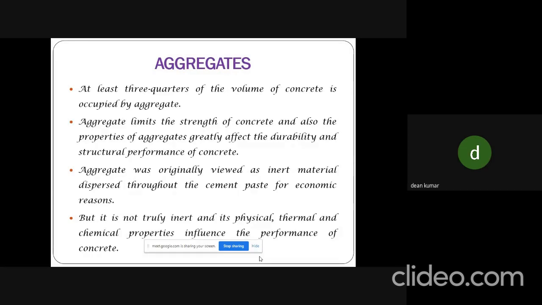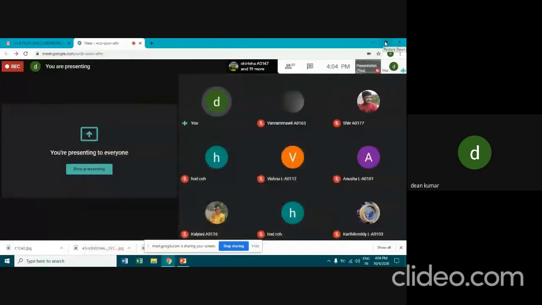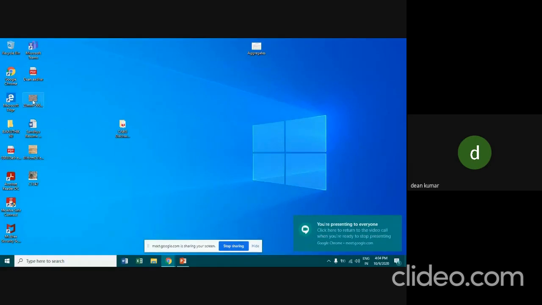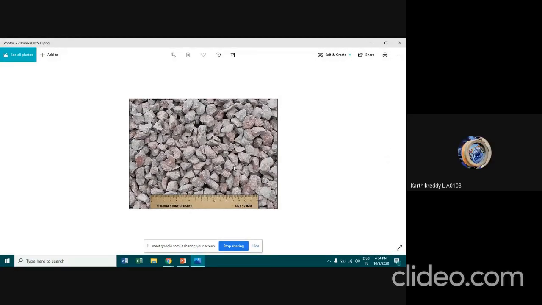Before starting aggregates, generally we use these two types of aggregates. I downloaded these photographs. You can see this aggregate. This is called coarse aggregate. The size of this aggregate is 20 millimeters, that means if you take one stone and measure it, it will be 20 millimeters.